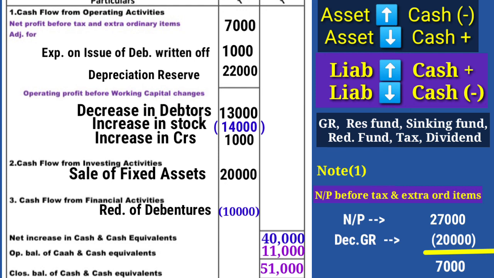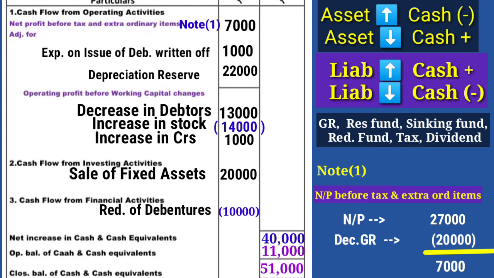Here we will write note 1. In your question, is there any general reserve, reserve fund, sinking fund, debenture redemption fund, tax, or dividend? Then the net profit you need to calculate in note 1. Okay. We can apply the golden rule: asset increase, asset decrease, liability increase, liability decrease. There is no problem. But the calculation we need to show separately in note 1.